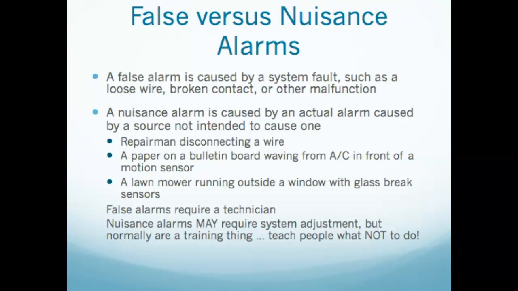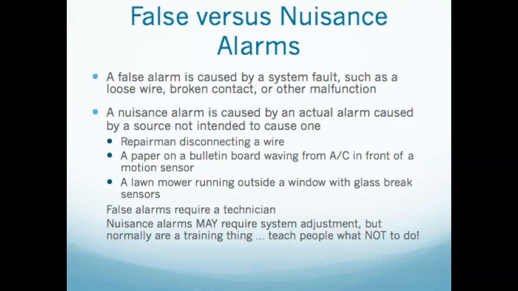So a false alarm is caused by a system fault, right? Something in the system, there's a bad wire. There's a short. A piece of wire insulation is rubbed off. It's touching the metal door frame, and every time somebody walks in the room, the door shakes just ever so slightly, and it causes an alarm. Okay, that's a false alarm. Broken contacts, some type of malfunction of the system is a false alarm.